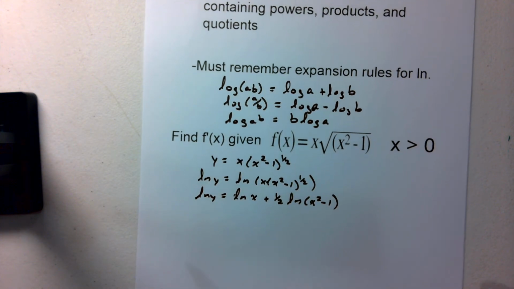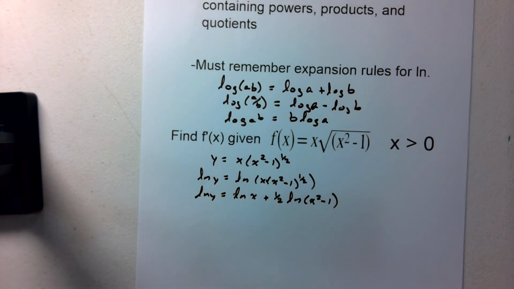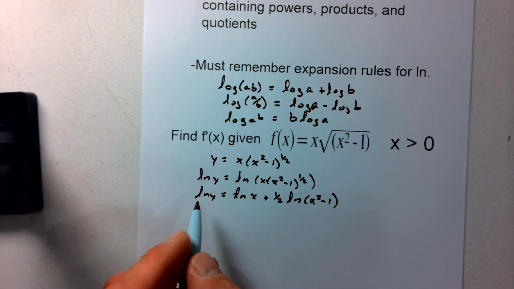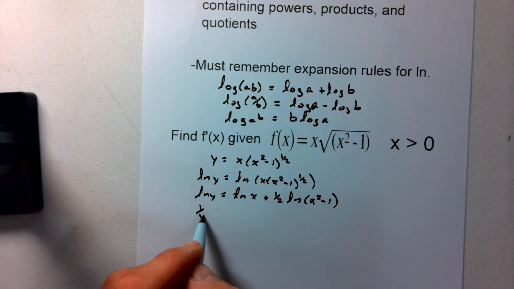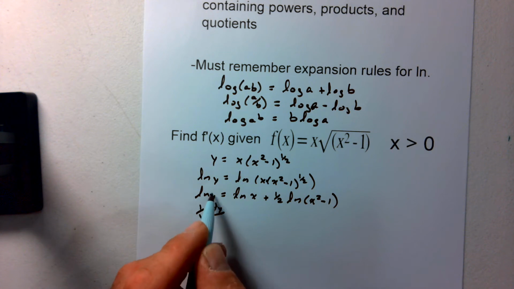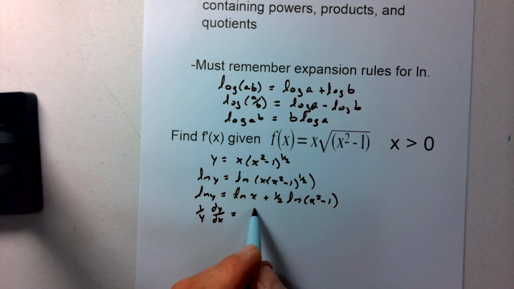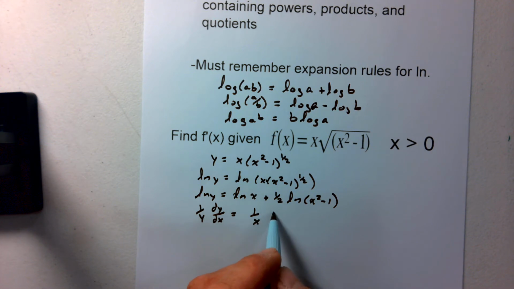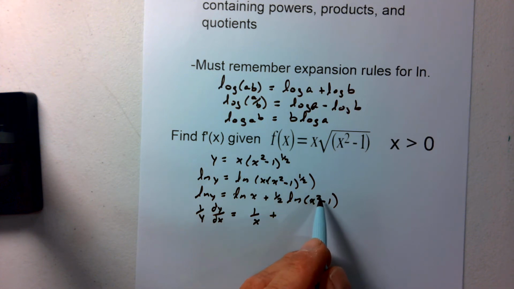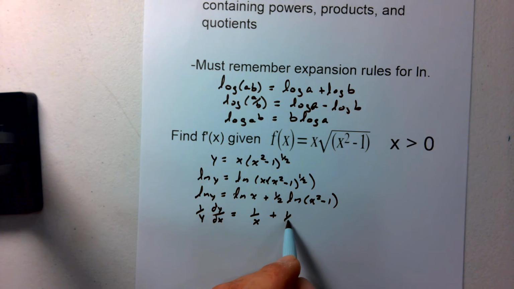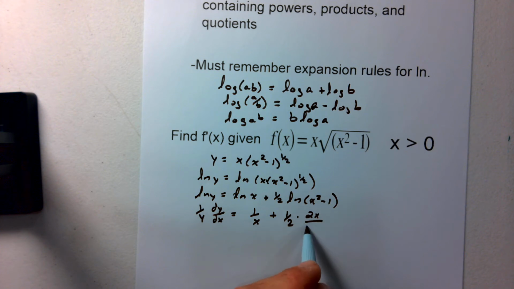Now I can go ahead and find the derivative of this implicitly. The natural log of y, I know the derivative of that is 1 over y. I took the derivative of y, so it's dy dx. The derivative of natural log of x is 1 over x. And the derivative of 1/2 natural log of x squared minus 1: I have my constant of 1/2, and the derivative of natural log of x squared minus 1 is going to be 2x over the original function x squared minus 1.